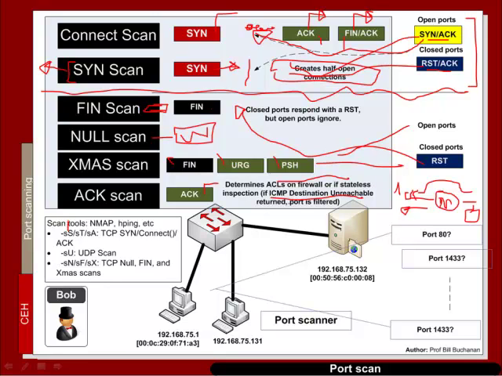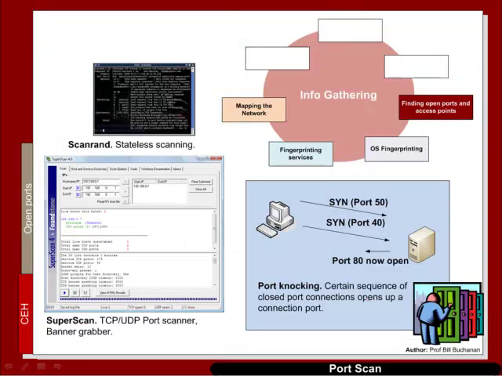So Nmap -sS gives us a SYN scan, -sT gives us a connect scan, and -sA gives us an ACK scan. We can do a UDP scan with -sU, and there are null, FIN and Christmas tree scans and so on. The basic objective is to scan for a range of ports. Some other tools are ScanRand, which is a stateless scanning tool, and SuperScan, which is a port scanner that also does banner grabbing and so on.